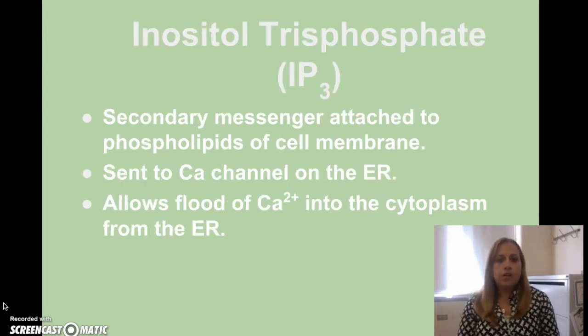All right, the IP3 is a secondary messenger that is attached to phospholipids of the cell membrane, and they get sent to calcium channels on the endoplasmic reticulum. When they get to those calcium channels, they will bind to it and they will actually open up the calcium channel, so then the calcium ions flood into the cytoplasm from the endoplasmic reticulum.